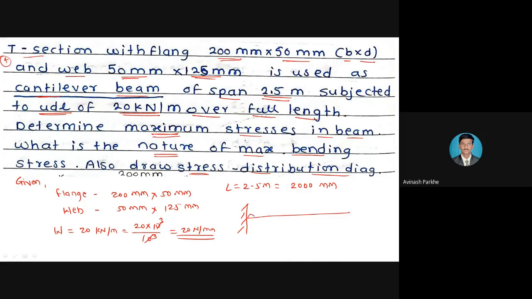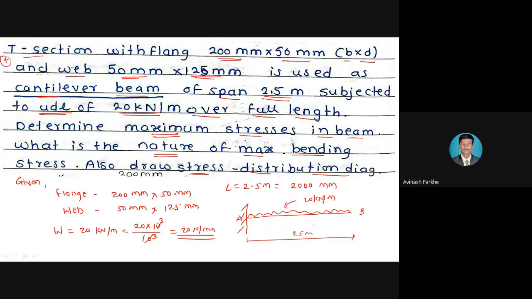So the cantilever beam is subjected to the UDL on the entire span, its magnitude is 20 kilonewton per meter. This is point A, this is point B, and the distance between point A and B is given as 2.5 meter. And we have to calculate the bending stresses.